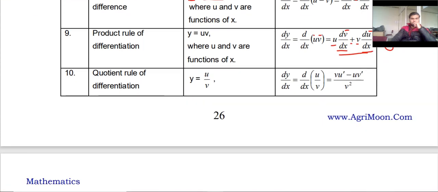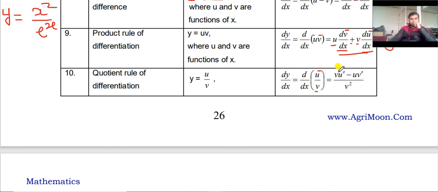Next, suppose your y is equal to a quotient of two functions. Suppose x square upon e to the power x. And how can you solve this? So for that the formula is denominator into differentiation of numerator minus numerator into differentiation of denominator divided by denominator square. Okay, so here u is your numerator and v is your denominator.